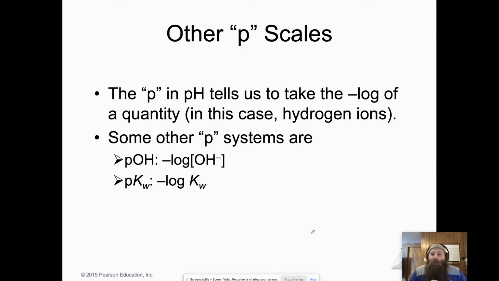You could also do the pKw, which would be the negative log of Kw. So anytime you see that P out front, it means take the negative log of whatever that thing is. So if I had, let's just make one up, let's say P fancy star, well, that would be equal to the negative log of fancy star, right? That's what P means when you see it.